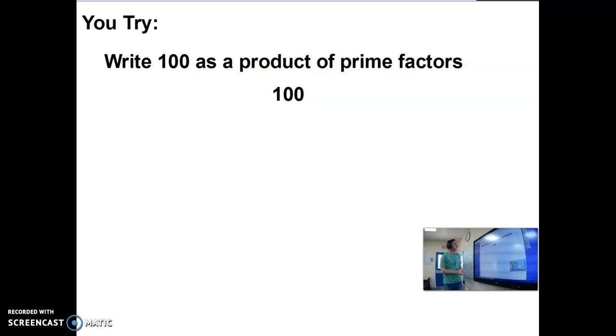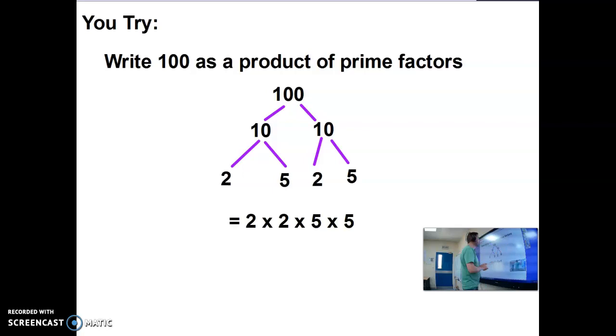Okay, here's one for you to try. I suggest you write 100, find some factor pairs, and pause this video now. So pause the video, and then I will go through the answers for this one. So 100, we could do as 10 and 10 for a factor pair there. And that would divide into 2 and 5, 2 and 5. And we just need to make sure that we circle those prime numbers. And we get 2 times 2 times 5 times 5.